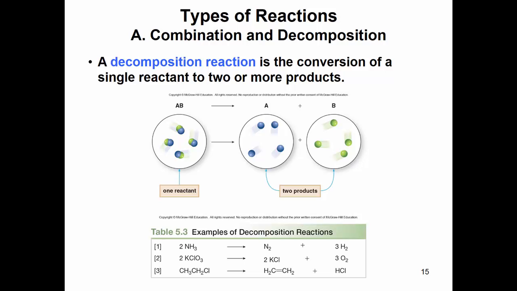Decomposition is the opposite. So here you have one reactant and it decomposes, so it becomes two or more products. Okay, so you start with one reactant and you form two or more products. So your reactant is broken down. Okay, so this is the opposite of a combination.